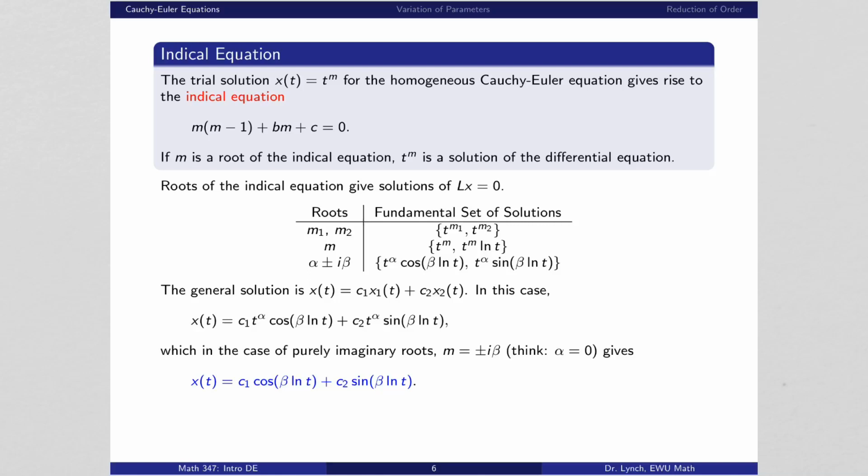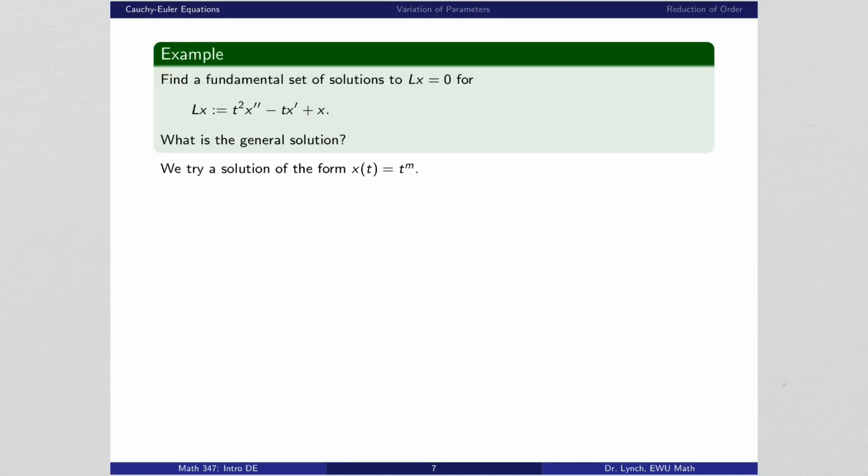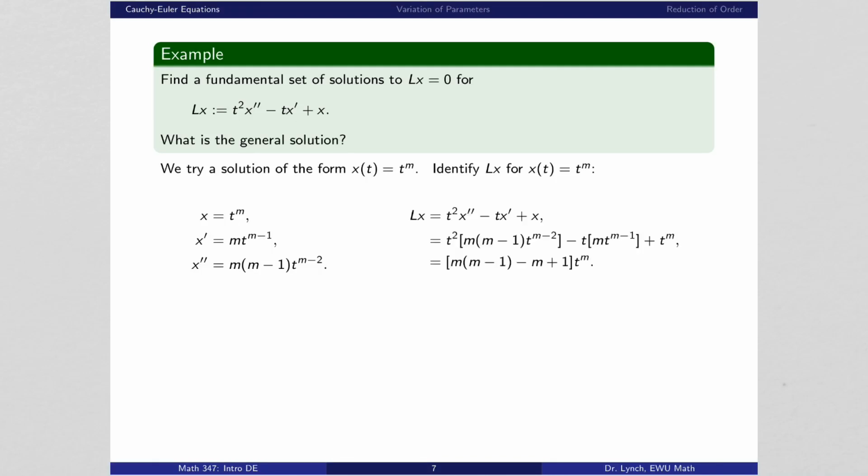Okay, so a few examples to explore these Cauchy Euler equations. Here's a perfectly good Cauchy Euler differential operator, and in this example we want to solve the associated homogeneous differential equation. So again, like we did before, we'll try a solution of the form t to the m. Of course, we need to identify the action of the operator on our solution t to the m, so compute its first and second derivatives, and plug those into the differential operator, and we can see that we end up with the quadratic in m we have here, all times t to the m power.